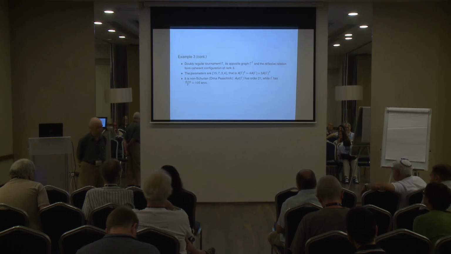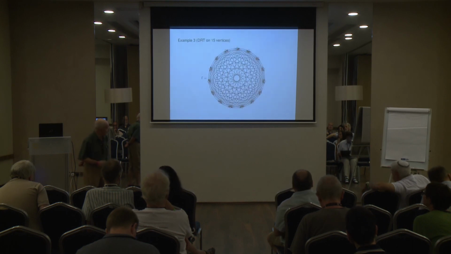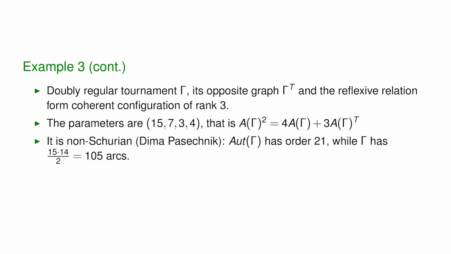With a computer, we find that the automorphism group of this nice picture has order 21, and recall that we have 15 vertices, and this tournament has 105 arcs. So if this is Schurian, then by definition, the automorphism group has to work transitively on vertices and on arcs. But clearly 21 is not a multiple of 15, 21 is not a multiple of 105, so we are done. This object is not Schurian.